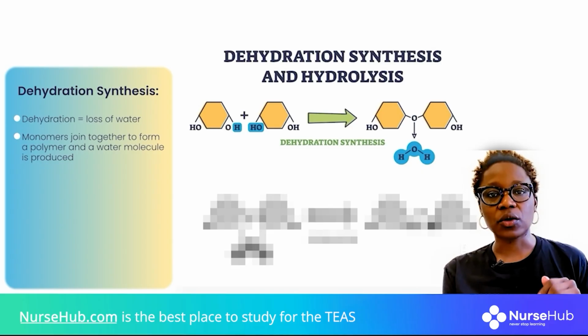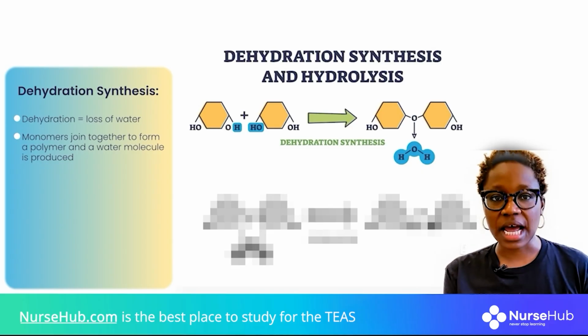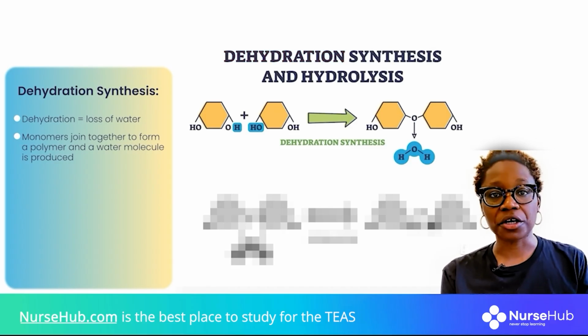Water, as a molecule, is formed as a byproduct of dehydration synthesis, which is why you have that first word, dehydration. That's where that comes from. It's just that water is lost in the reaction that forms a polymer.